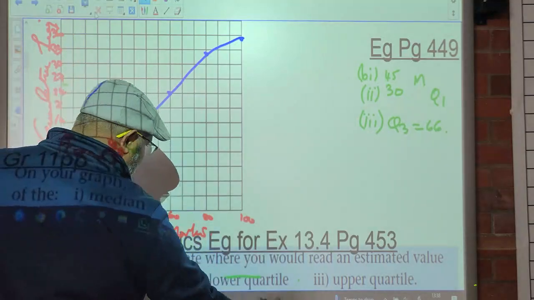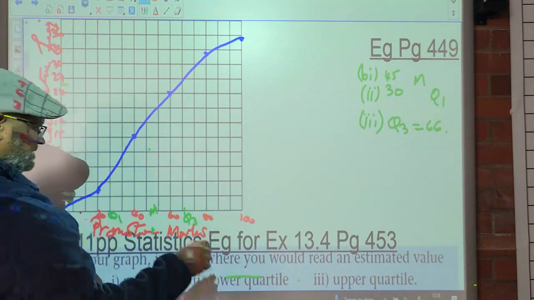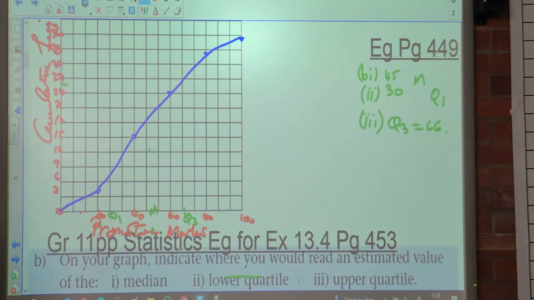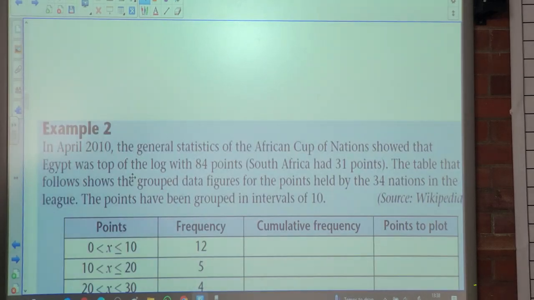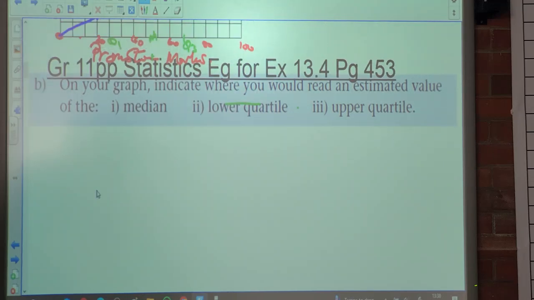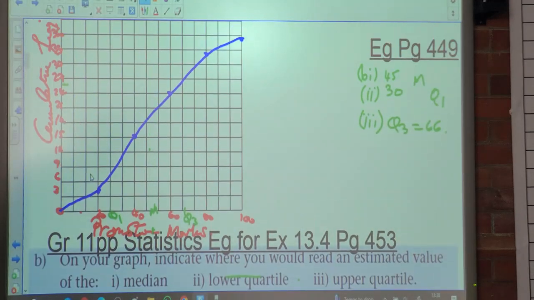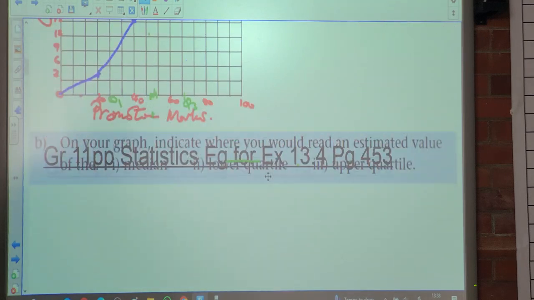Then this is going to be your Q3, it is going to be marked. You guys understand? Alright. Then the next question says, is that it? Yes. Alright, let's just go to the next question.